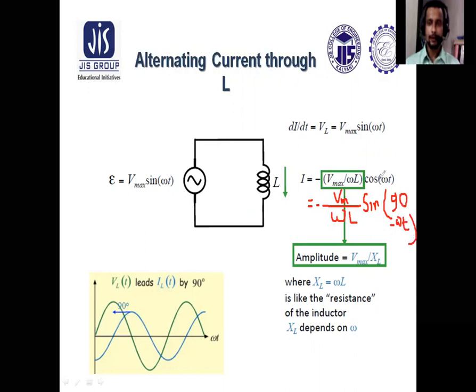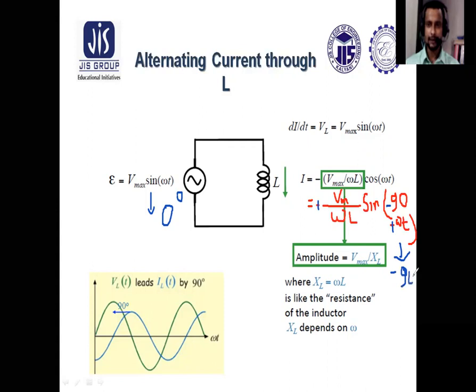Okay. Cos omega t can be written as sine of 90 minus omega t. Now, due to this minus sign, we can make it plus. That means this minus can be taken inside. Now, if we come here, the phase angle is 0 degree. Here it is showing phase angle is minus 90 degree.